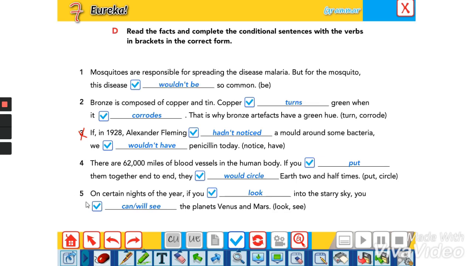Excellent. Now 5. On certain nights of the year, if you look into the starry sky, you can see or you will see planets Venus and Mars. This is something related to real situations. Okay, that can happen. This is type 1.